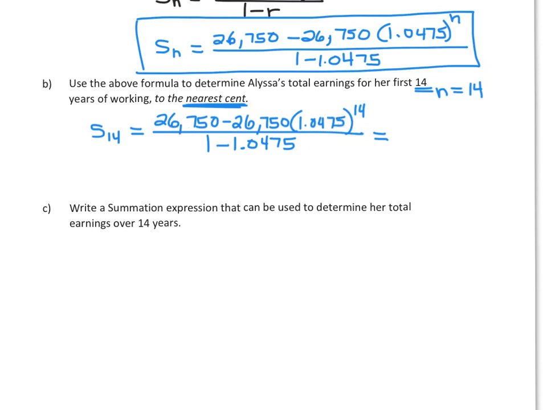Okay, so here, when you plug this in your calculator to the nearest cent, we wind up getting a total of $515,258.84.